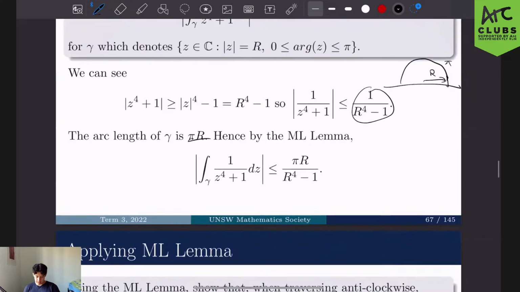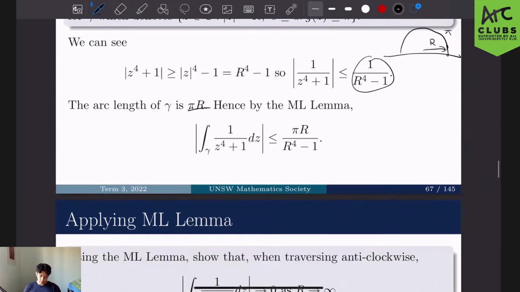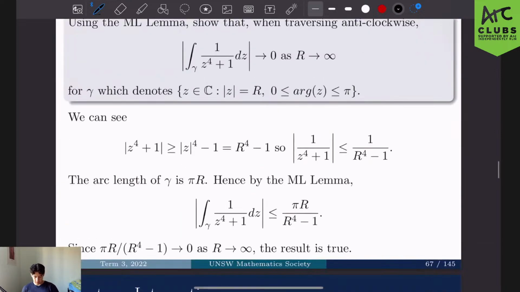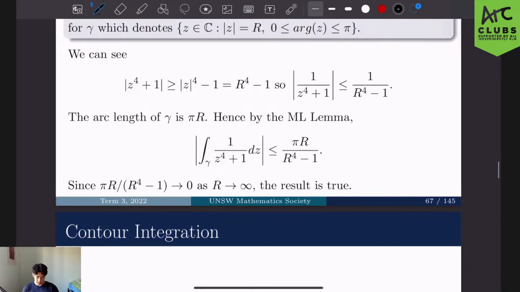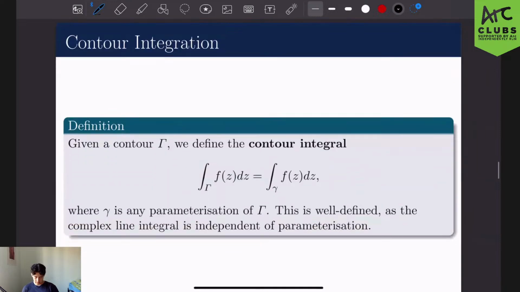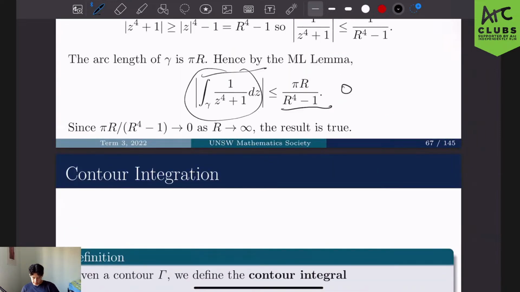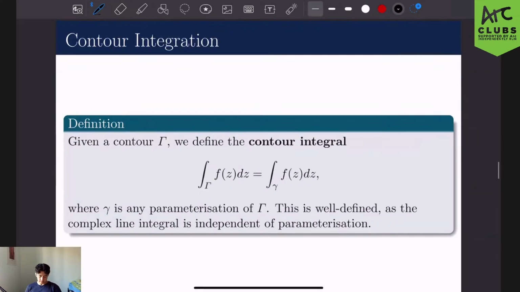So by the ML lemma, we have this equation, and as r approaches infinity, obviously this denominator is going to become much larger than the numerator, so this will become 0, which means this is less than or equal to 0. So the result is true.